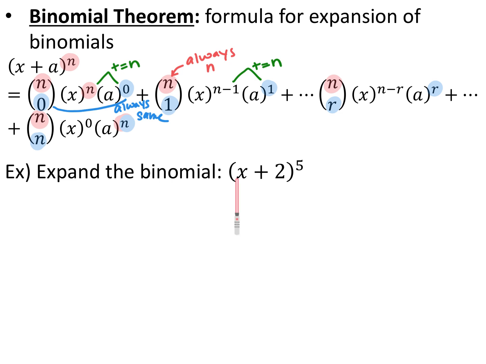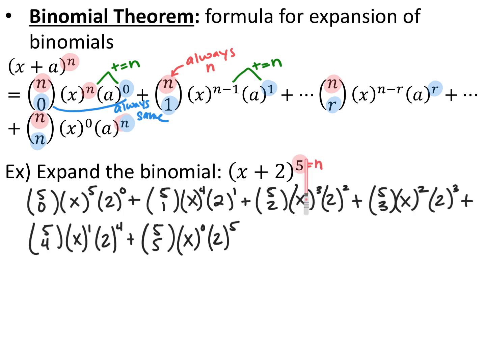So if we want to look at this expansion, x plus 2 to the 5th, the first thing I'm going to do is write out the entire expansion. So I'm raising this to the 5th power, which means my n value is going to be 5. I always start at r equals 0. My first term is x, and my second term is positive 2. So then x starts to the 5th power, 2 starts to the 0 power. Then my r value and my power on 2 increases by 1 every single time until I get to the last term, where they're both 5. And then my power on x is going to decrease by 1 every single time until I get to 0.